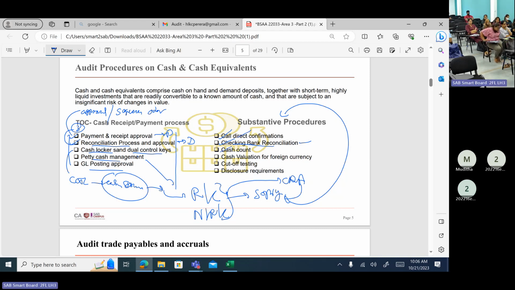Then cash count. Whatever physical cash you have, you can do a count. How are you going to do the cash count? You are going to count the cash. Oh, you are observing. You have to observe the cash count as at the reporting date. A cash count in a bank may be very difficult, right?